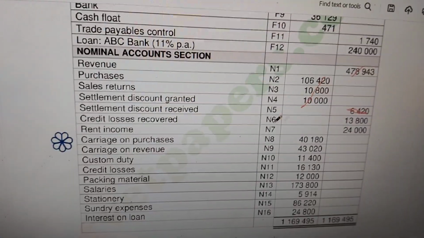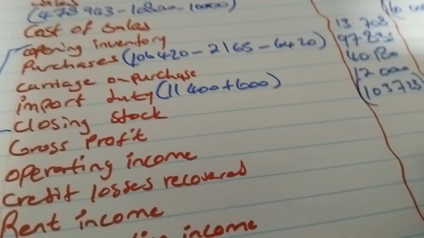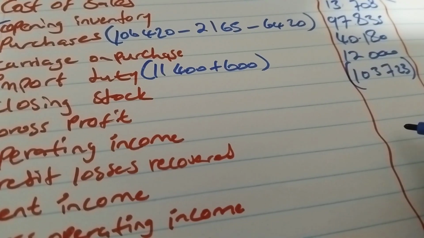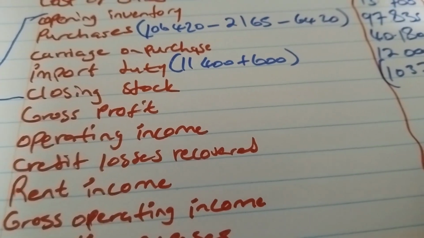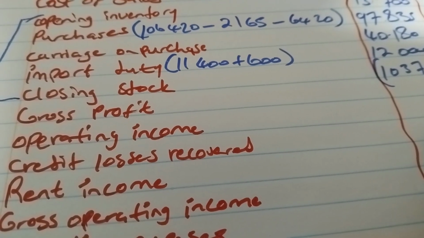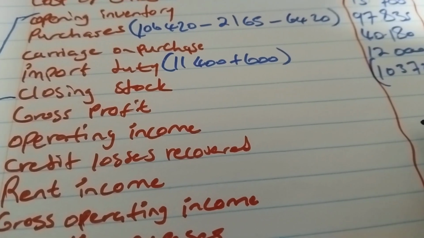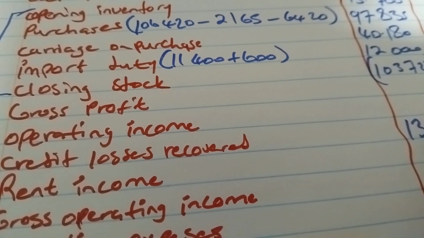The credit losses recovered, 13,800. Credit losses recovered. This is the bad debts recovered. We received the money from our debtors. The people that were owing us, some of them decided to pay us. So they paid us how much? 13,800 rand. So this is the amount.